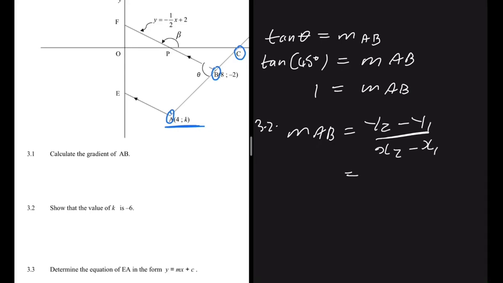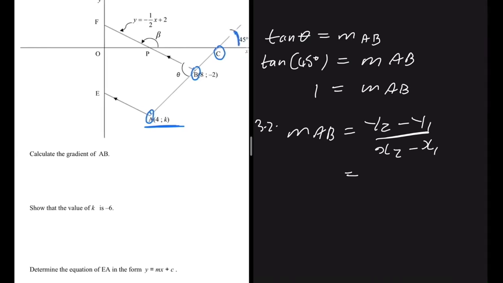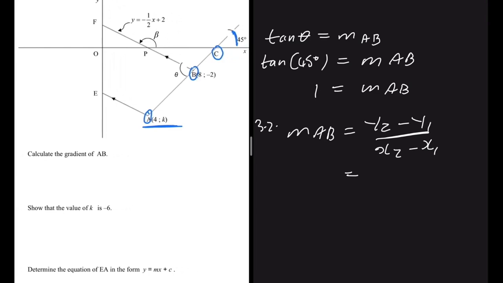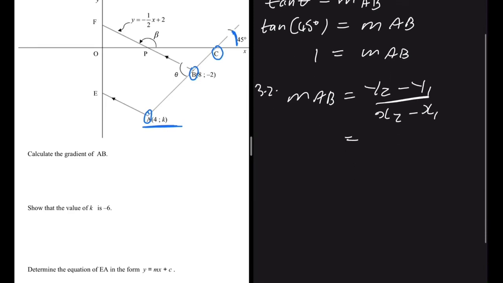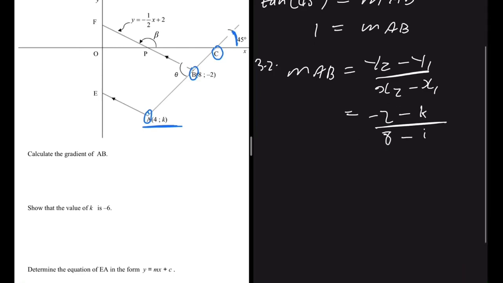Now it's on us to decide which point we take as point 2 and which point we take as point 1. So let's take B as point 2 and then A as point 1. You can do it the other way around, it still works. So the y coordinate of B is minus 2, so we're going to have minus 2 minus the y coordinate of A, which is K, all divided by x2, the x coordinate of B, which is 8, minus the x coordinate of A, which is 4.